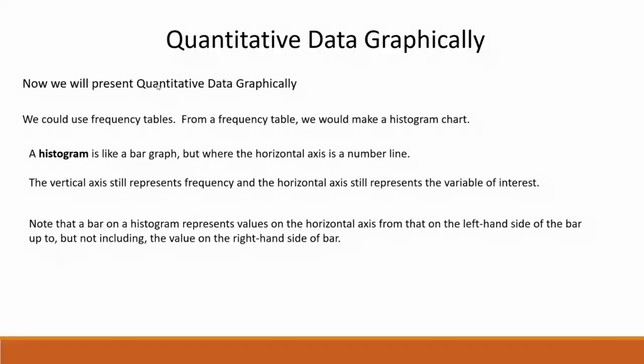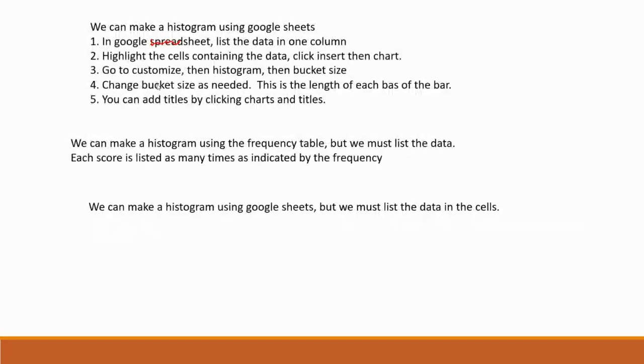All right, so let's dive right in. You can actually make a histogram using Google Sheets. It's very similar to what we've done already. You type the data in, you highlight it, go to charts and all that stuff. The only thing that's really annoying about it is that the data you have to list in either one column or one row. I think it has to go into one column though.